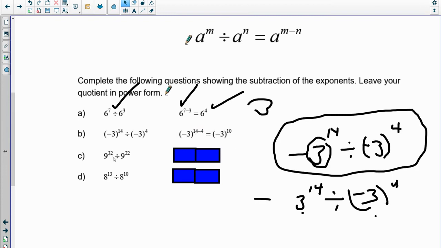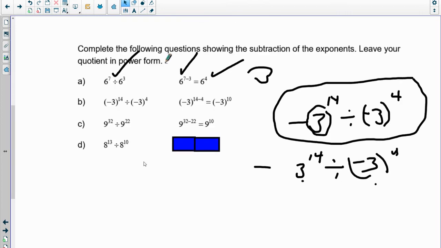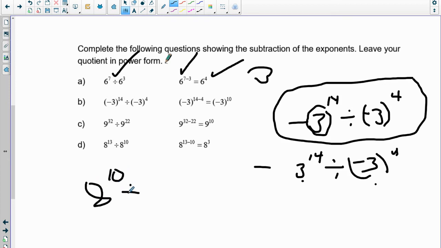9 to the 32 divided by 9 to the 22 becomes 9 to the 32, take away 22, which is 9 to the 10. And 8 to the 13 divided by 8 to the 10. This is 8 to the 13, take away 10, which is 8 to the 3. Now you notice that every time we did this, all of our exponents were positive. This is because in grade 9, they don't include the negative exponent law. So if I had reversed something here, like say it was 8 to the 10 divided by 8 to the 13, look what happens here. We have 8 to the 10 take away 13. Well, 10 take away 13 is a negative number, so we get 8 to the negative 3.